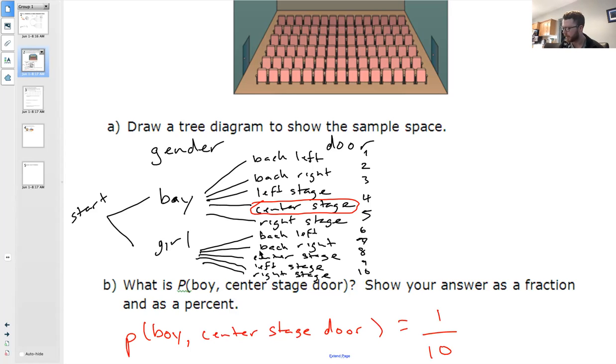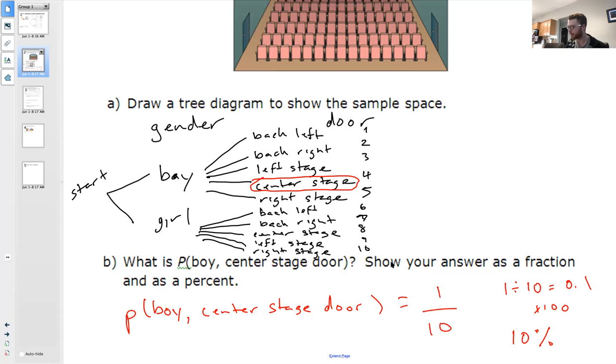That's our actual answer as a fraction. As a percent, we'll divide 1 divided by 10, which is equal to 0.1. If we multiply that by 100, we will get 10%. So the probability that a boy will enter through the center stage door next is 1 in 10, or a 10% chance of that occurring.